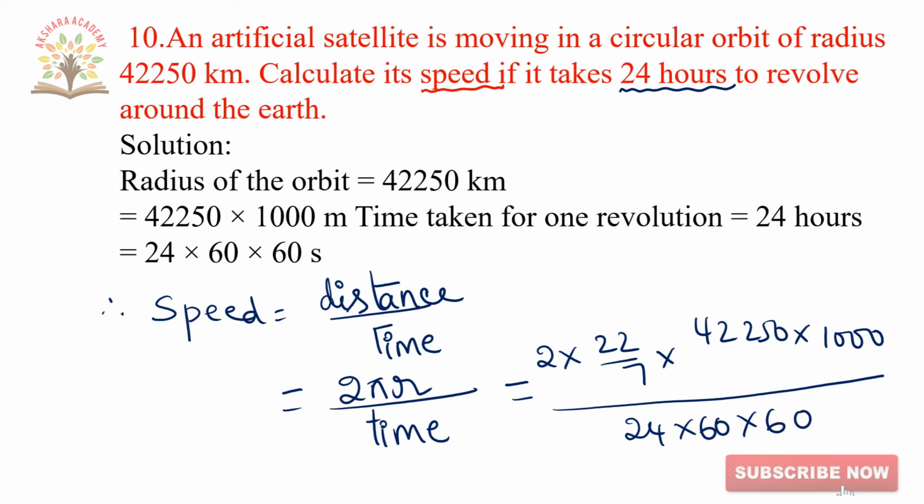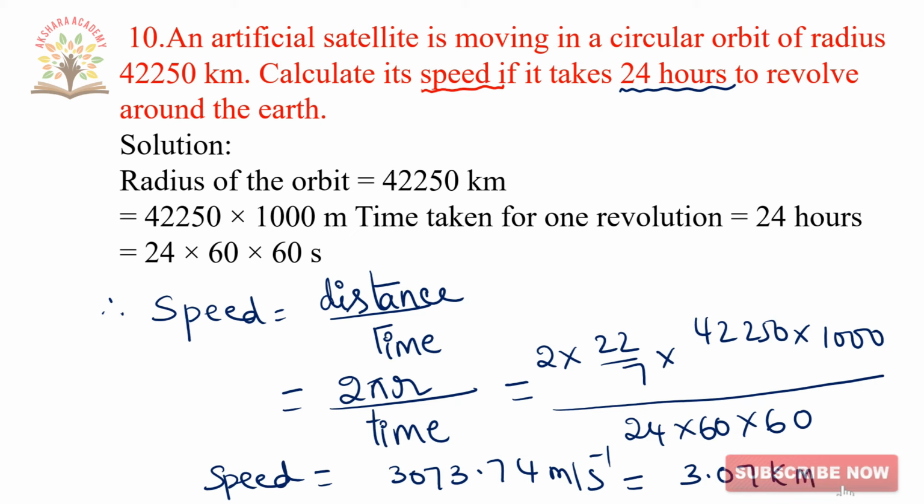So after calculation, the speed of the artificial satellite we are getting is 3073.74 meters per second. In terms of kilometers, it is 3.07 kilometers per second. This is the final answer.